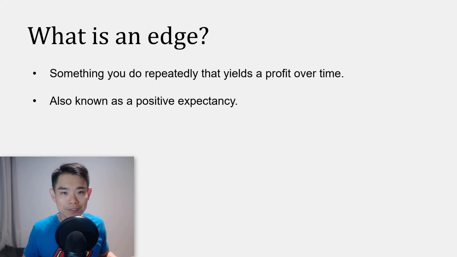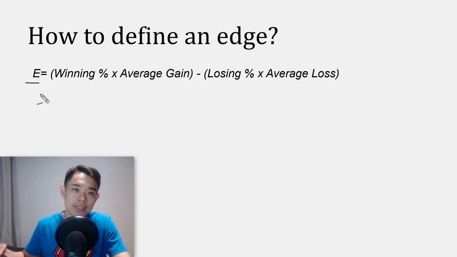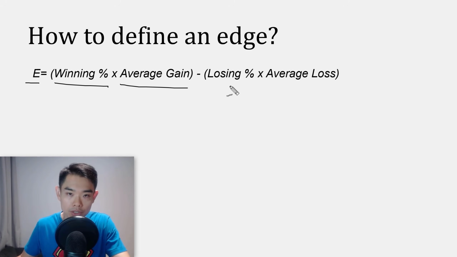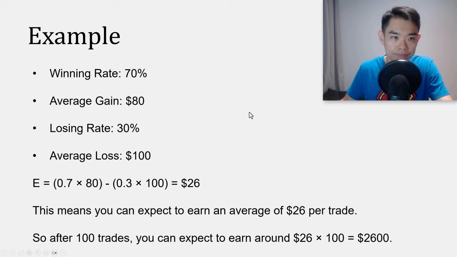So how do you then define an edge? You can define an edge using this mathematical formula. Don't freak out, right? Because it's so simple that even a 12-year-old can figure this one out. So E, right, stands for either expectancy or your edge, is equal to your winning percentage multiplied by your average gain, minus your losing percentage multiplied by your average loss. I'll walk you through an example so you can see how this works.